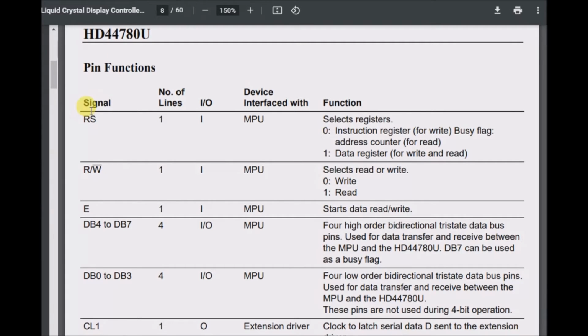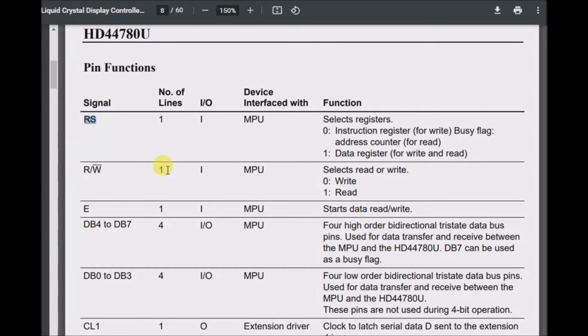Pin functions. Signal RS, number of lines 1, input. Device interfaced with MPU, maybe microprocessor. Function selects registers. 0: instruction register for write, busy flag and address counter for read. 1: data register for write and read.